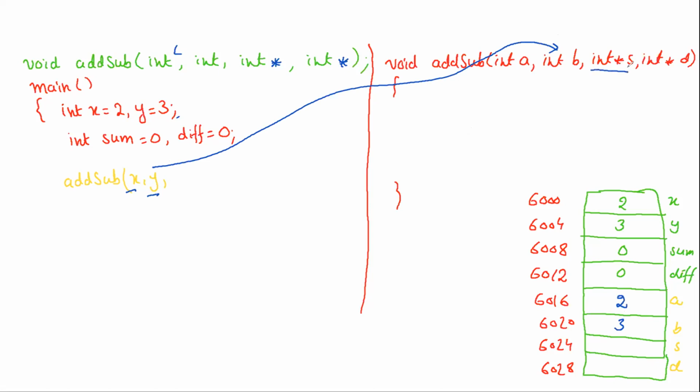For example, what is this s? S is a pointer. In other words, s is a variable which needs an address. So you cannot pass a value here, right? You need to pass an address, and the address of which variable? Suppose I want to pass this sum.